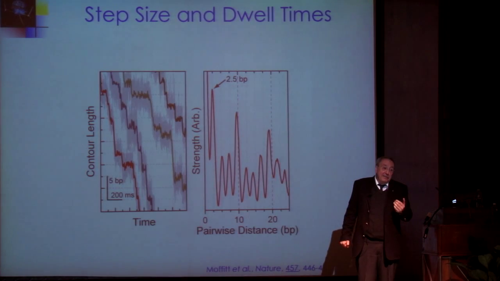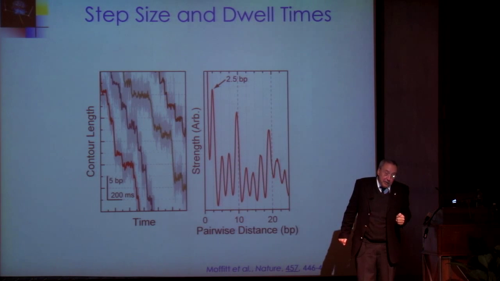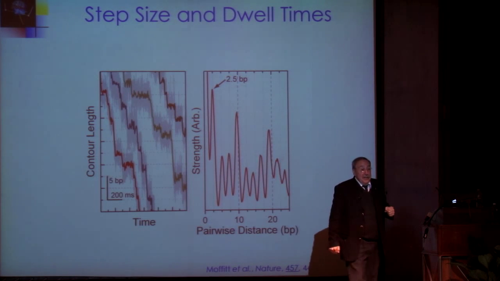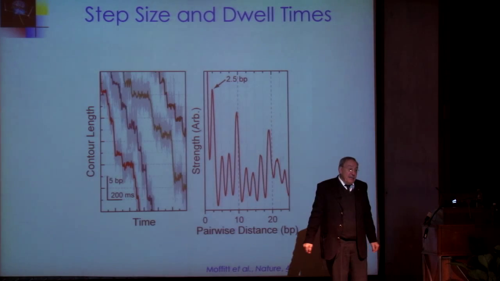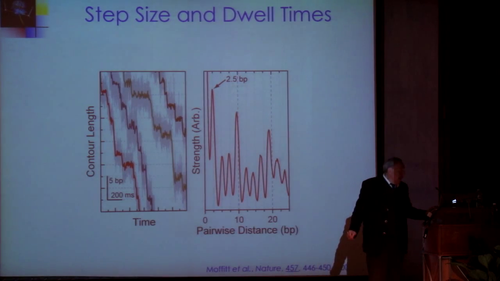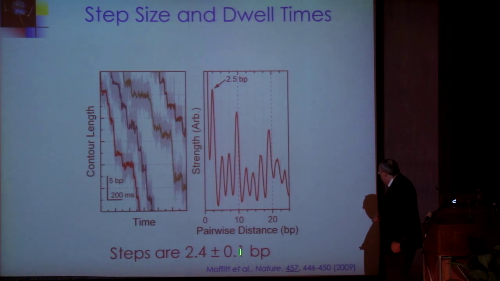It has never been possible to actually publish that the step size per ATPase is 2.5 base pairs. Go back, I don't believe it. So they went back and repeated experiments and then came back and said, in fact, you were right. They said, it's not 2.5, but actually 2.4 plus or minus 0.1.